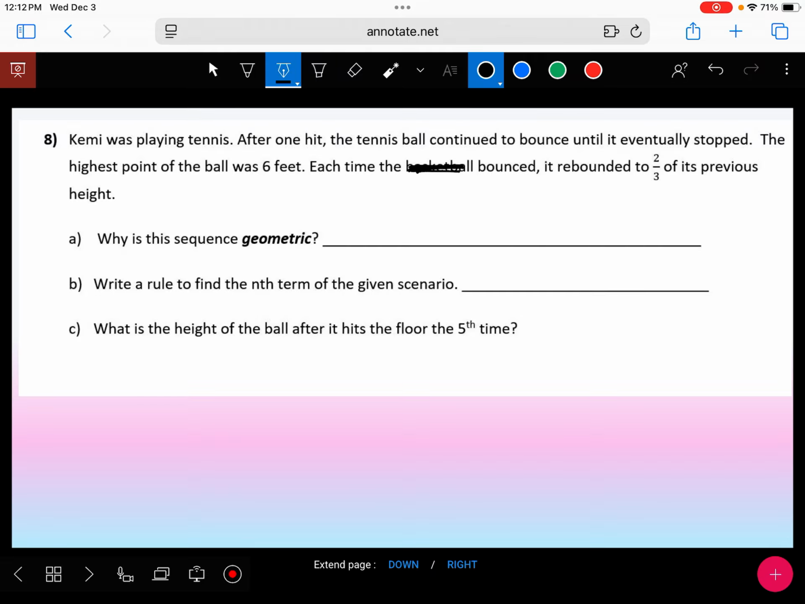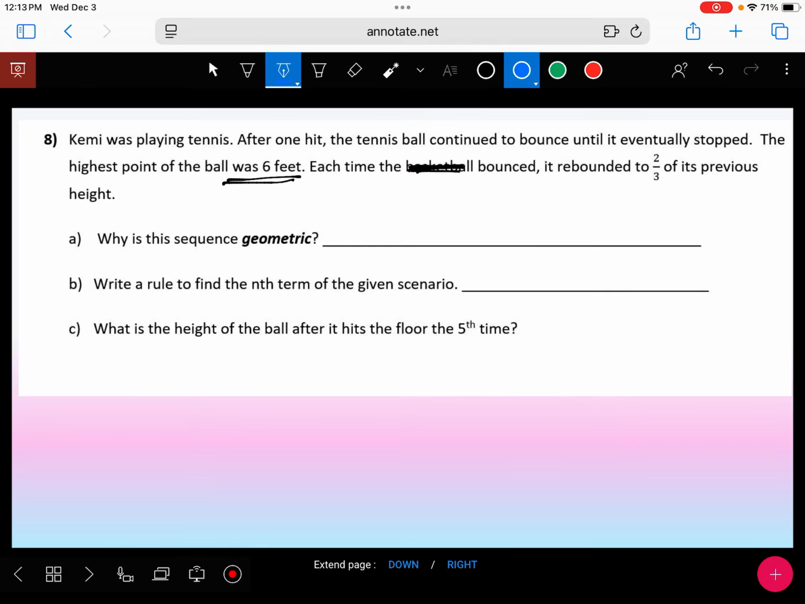So we got Kimmy. Kimmy's playing tennis. After one hit, the tennis ball continues to bounce until it eventually stops. The highest point of the ball is 6 feet. I don't know how it changed from a tennis ball to a basketball, but maybe it did magically. But each time the ball bounced, it rebounds to 2/3 of the previous height.